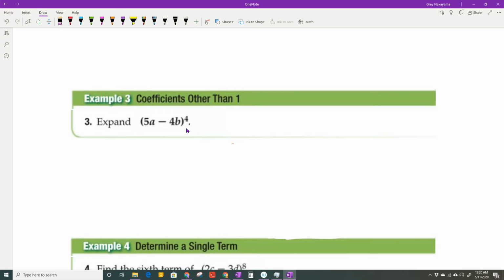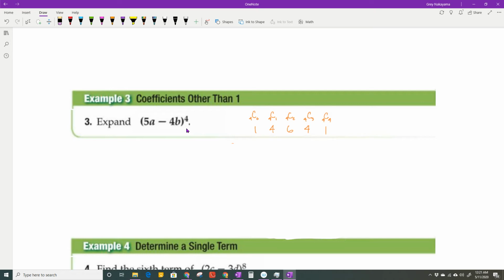Okay, or if you want to punch it in your calculator, remember the first one is 4 choose 0, which is 1. 4 choose 1 is going to be 4. 4 choose 2 is 6. 4 choose 3 is 4. And 4 choose 4 is 1. So those are my coefficients.